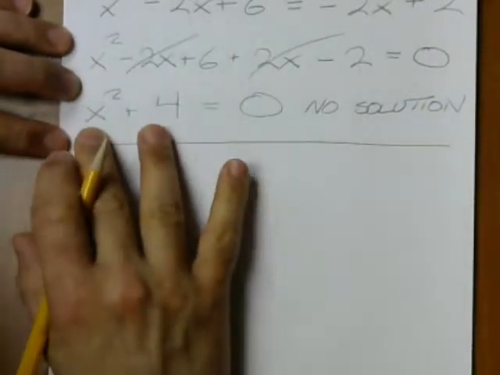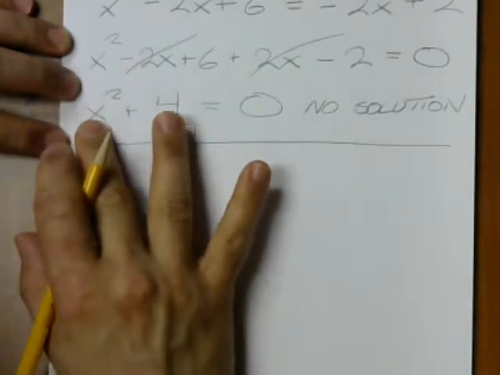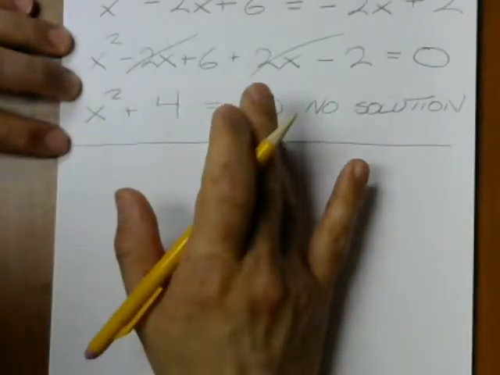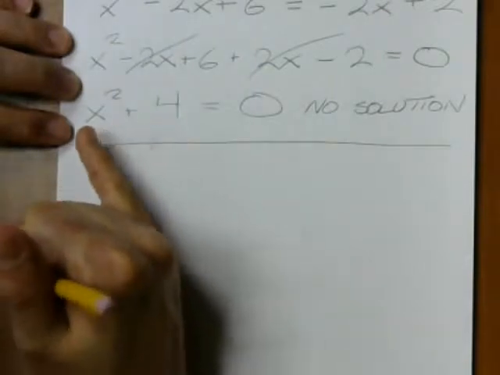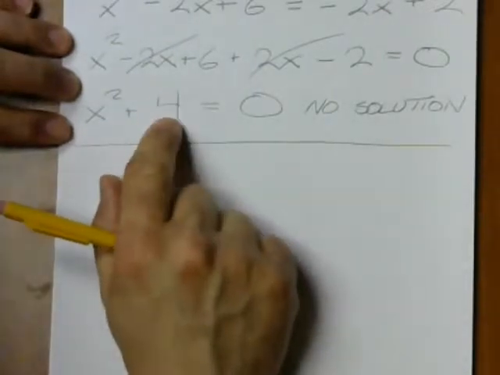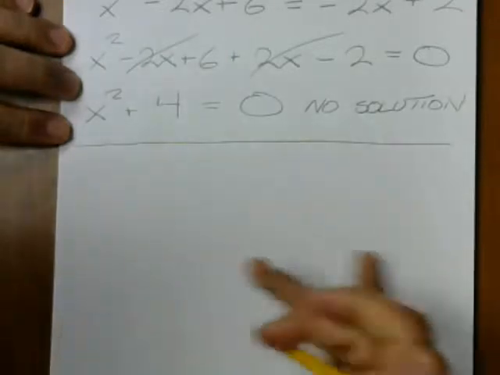So something to look out for always is a sum of squares. Because if a sum of squares is 0, the only way that could be is if they were both 0, and 4 is not equal to 0. So that's something to look out for.